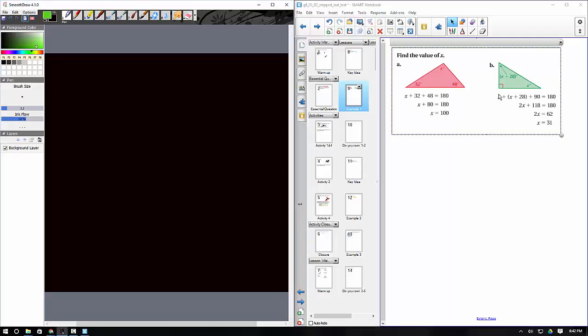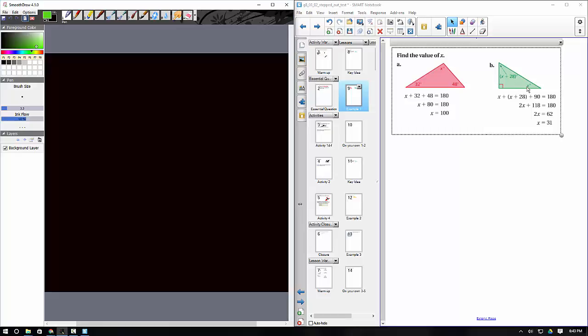So if we look at this one here, I have my x plus 28, which is this angle, plus 90, equals 180. And I'm combining like terms. Now I got the 90 from this little thing right here. So I have 2x plus 118 equals 180. I'm going to subtract 118 from both sides to get 62. So I have 2x equals 62. Do that multiplicative inverse or just divide by 2. And I'll get x equals 31.